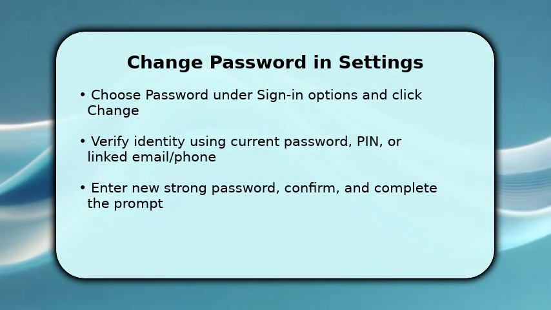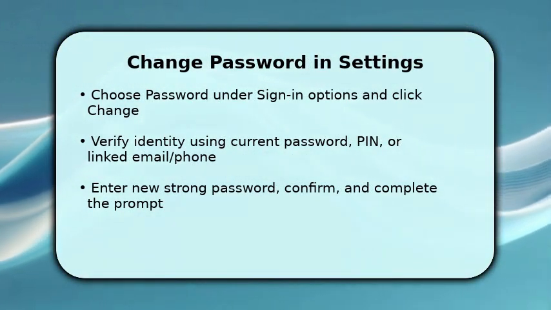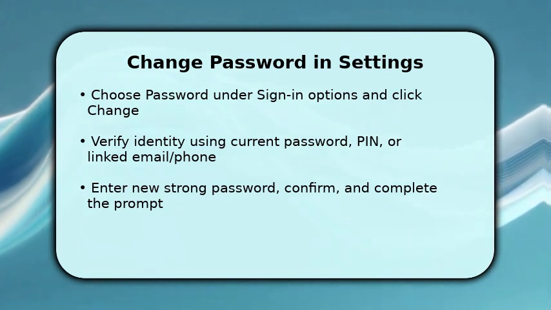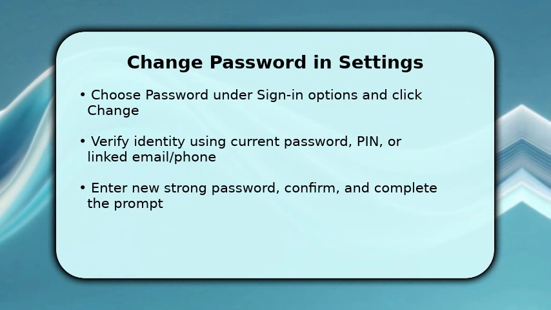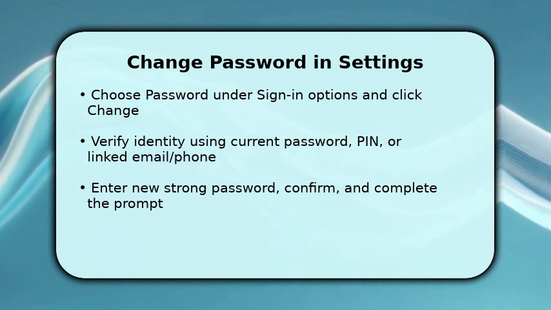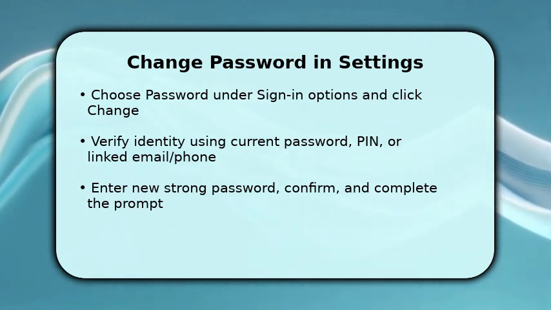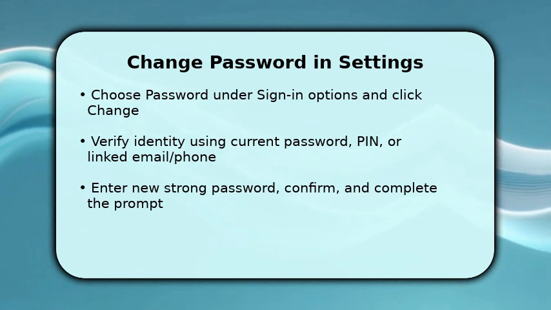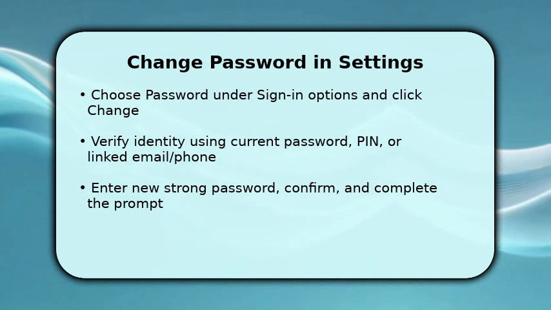You'll now perform the actual password change. First, select Password under Sign-in Options and click Change. Windows will ask to verify who you are. Use your current password, PIN, or a verification code sent to your linked email or phone to prove identity. Once verified, type a new strong password, mix upper and lowercase, numbers and symbols, and confirm it.